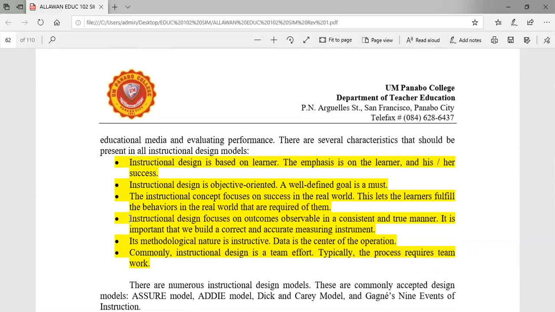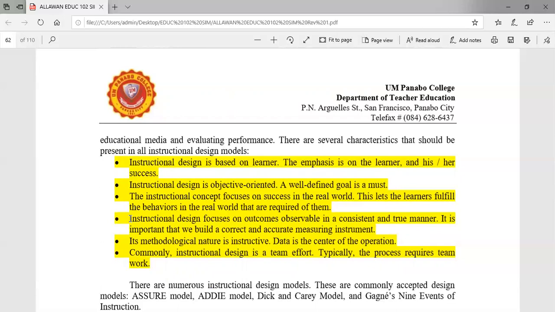And then fourth, it focuses on outcomes observable in a consistent and true manner. As future teachers, consistency is the key, and a true manner of a licensed professional teacher. Its methodological nature is instructive, and commonly instructional design is a team effort, so it cannot be done by only one teacher but is a collaborative effort with your co-teachers, your future kasama nyo na magtuturo din, mga friends or co-teacher nyo sa school na applyan.